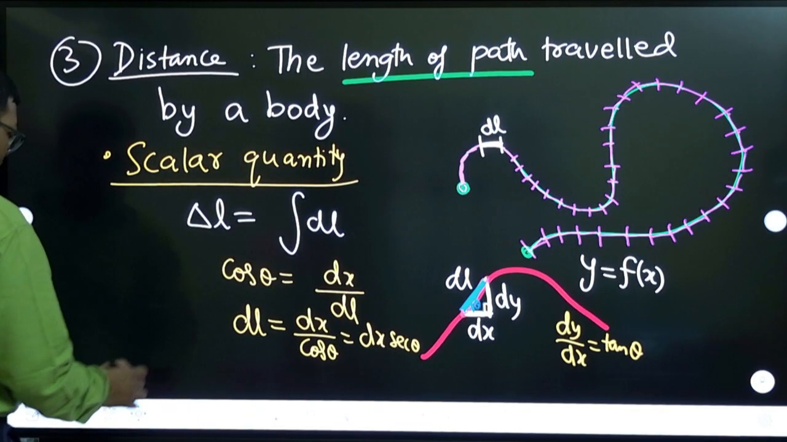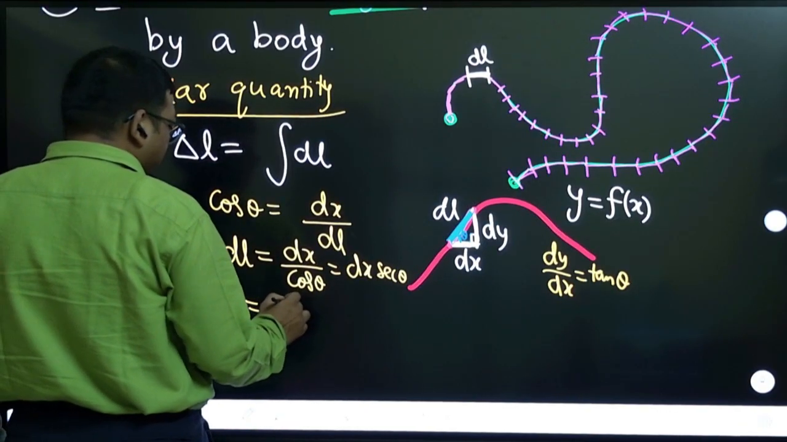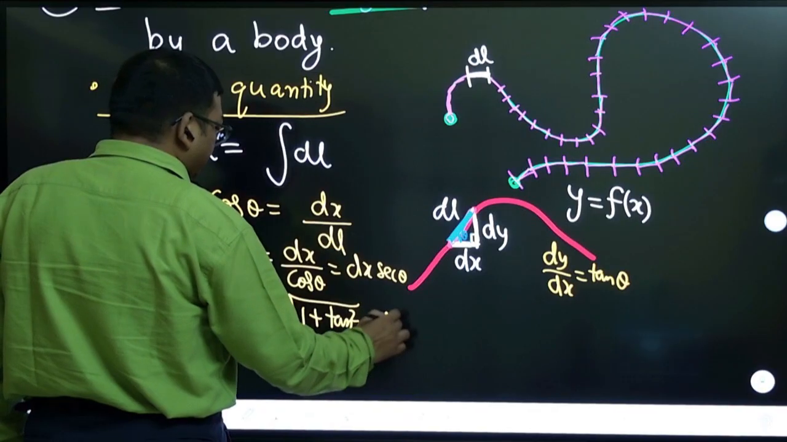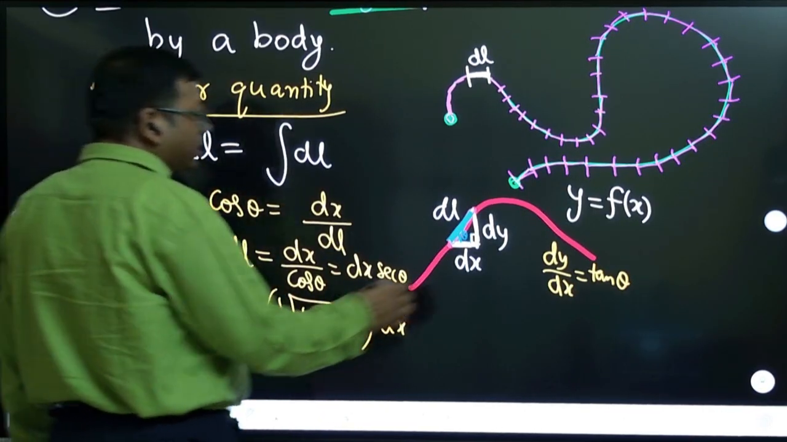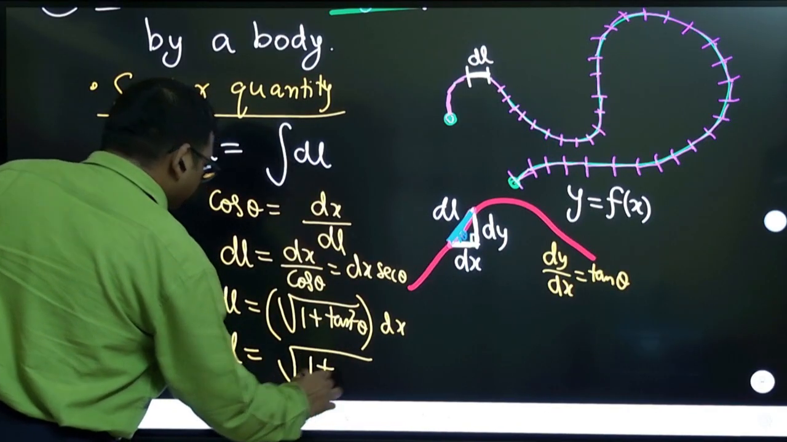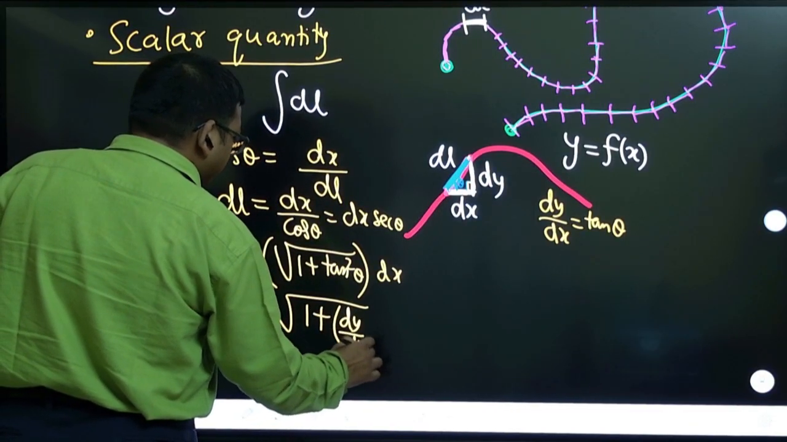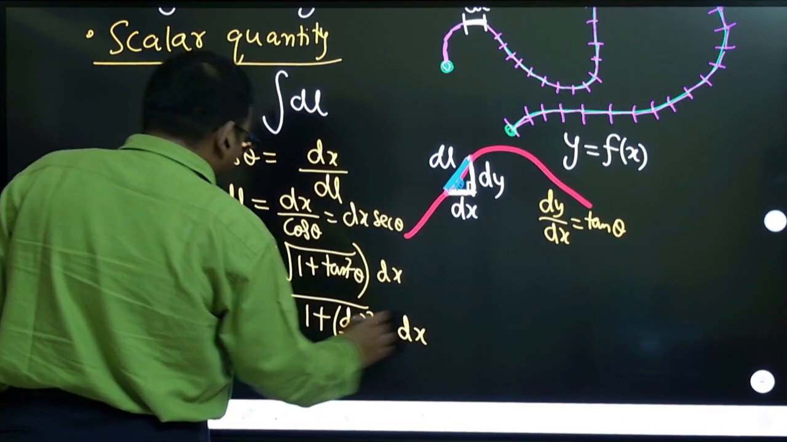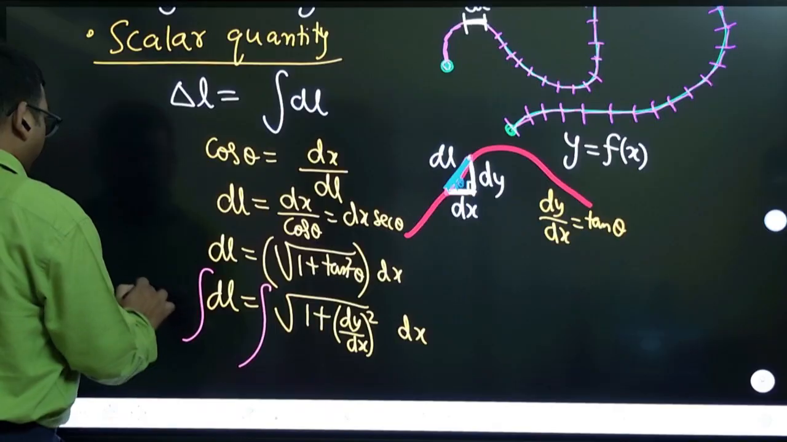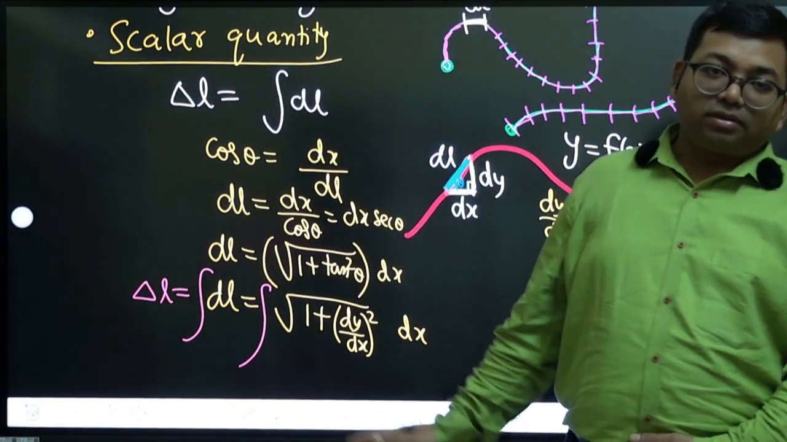So dl can now be written as secant theta dx. Secant theta we can write as root under 1 plus tan square theta, dx. Now this tan theta is dy by dx. So dl can be written as root under 1 plus (dy by dx) whole square, because dy by dx is tan theta, into dx, and then if you want you can now integrate it to calculate the total length delta L.